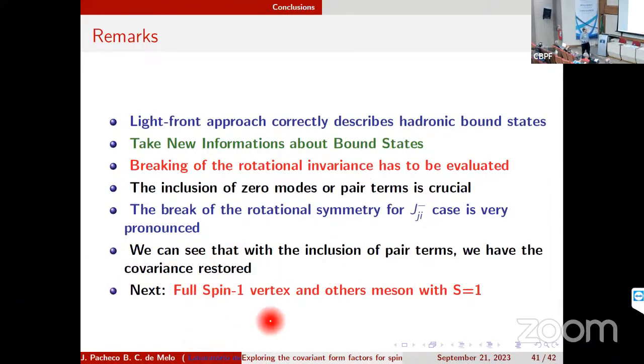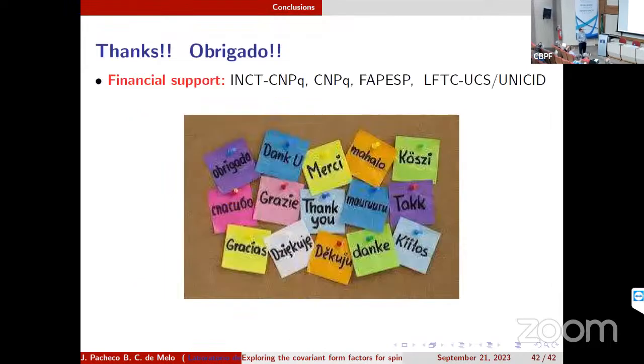Next, the work is obvious: put in the spin 1 full vertex, and maybe the nucleon or Kaon star, and so on. Thanks so much for your attention. Thank you, Pacheco.